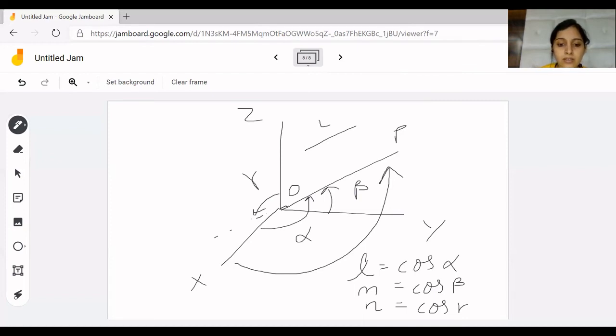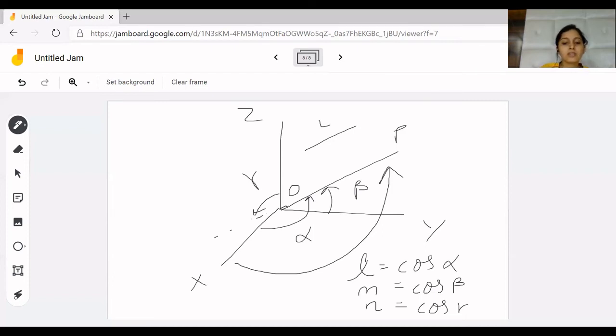So what will be the direction cosines? l will be cos alpha, that is cos 0, that is 1. m will be cos 90, that is cos beta, that is 0. And n will be cos 90, that is 0. So for the x-axis, the direction cosines are l equal to 1, m equal to 0, n equal to 0. Similarly for the y-axis, the angles are 90, 0, and 90, so the direction cosines are 0, 1, 0, and for the z-axis the angles are 90, 90, and 0, so the direction cosines are 0, 0, 1.